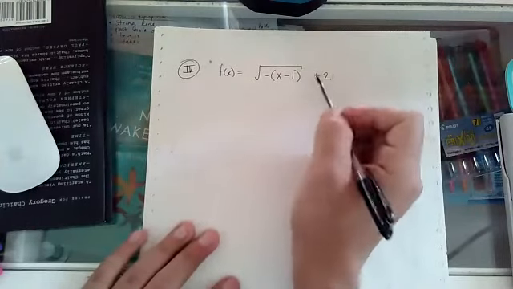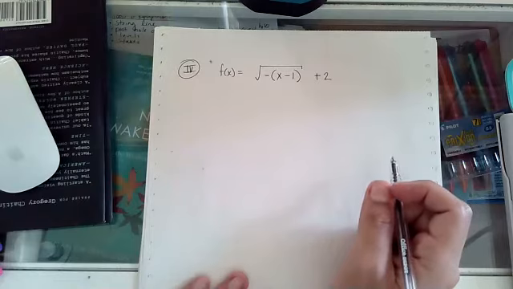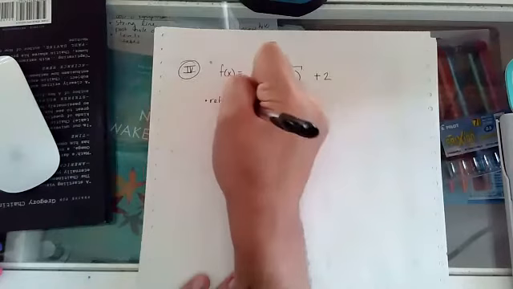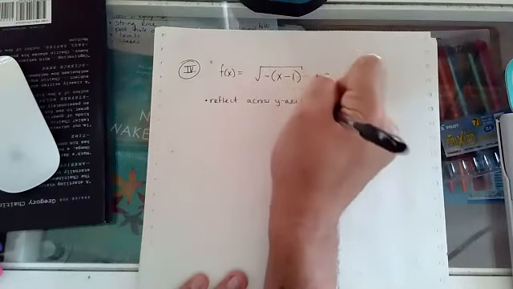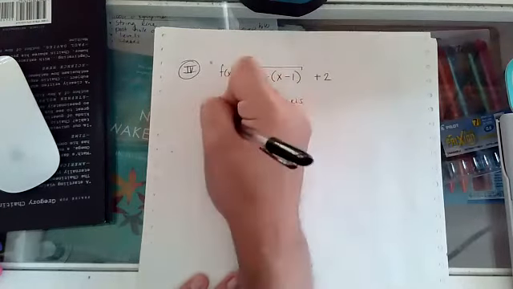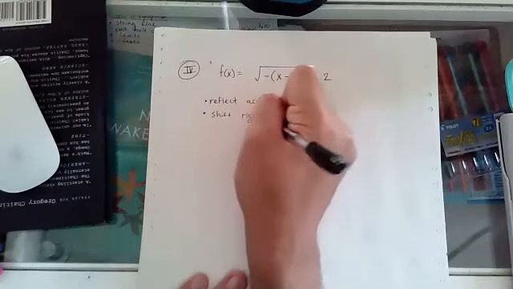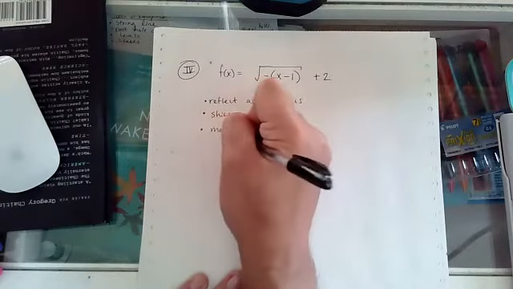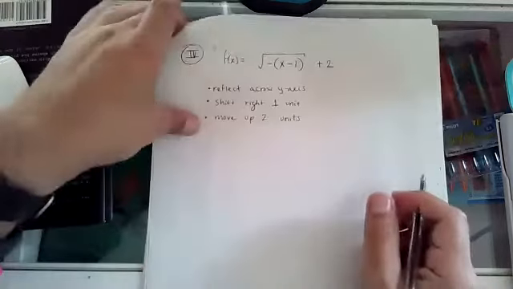Okay. What are the transformations that have been applied to the parent function here? It reflects over the y-axis. Yeah, reflect over or across the y-axis. What else? Shifts to the right 1 unit. Shift to the right 1 unit. And then move the graph up 2 units. Up 2 units. Cool.